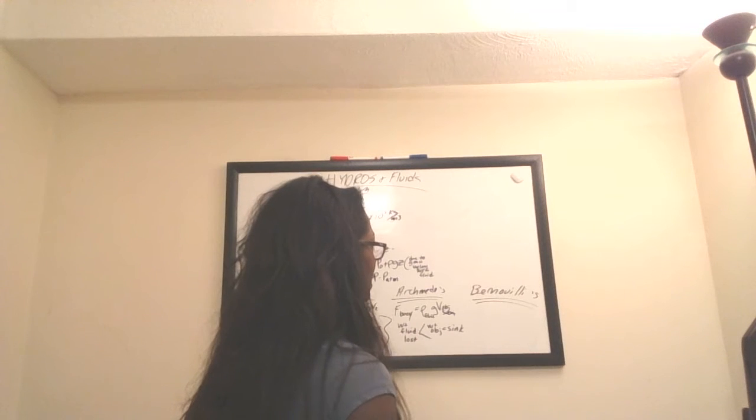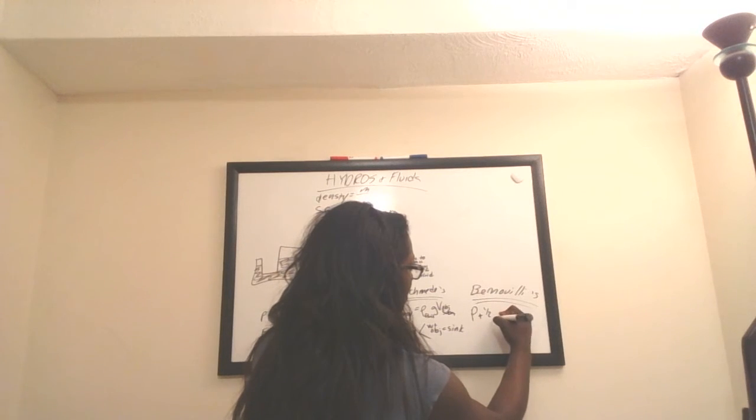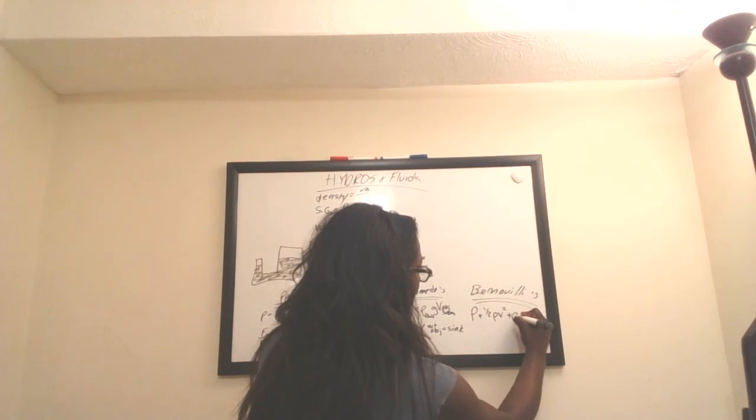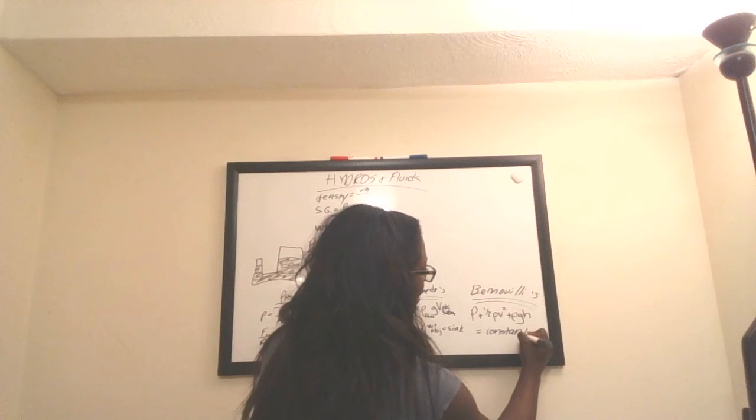Lastly, Bernoulli's equation is just that pressure plus 1/2 density times speed squared plus density times gravity times the height equals, this is a constant.